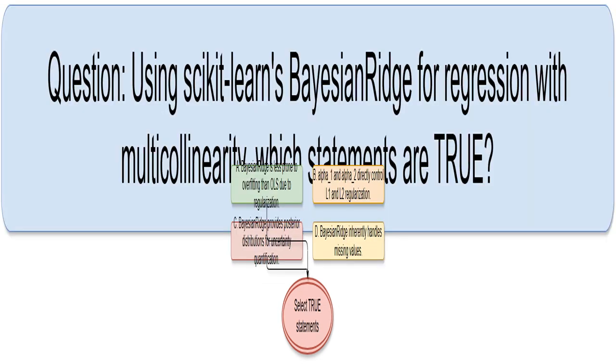This question tests your understanding of the BayesianRidge model's strengths and limitations. Specifically, I'll check your knowledge of its ability to prevent overfitting, how it uses its hyperparameters, and if it can deal with missing values by itself.